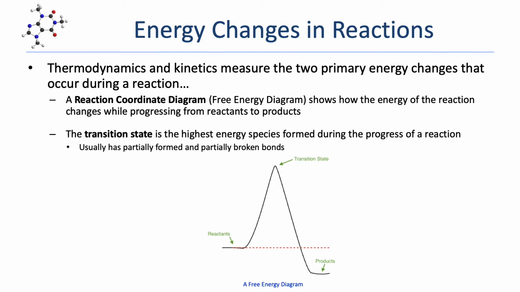The transition state is, by definition, the highest energy species formed during the reaction. And because it's so high in energy, it's transient. It only forms for a split second, and it typically involves both partially formed and partially broken bonds.